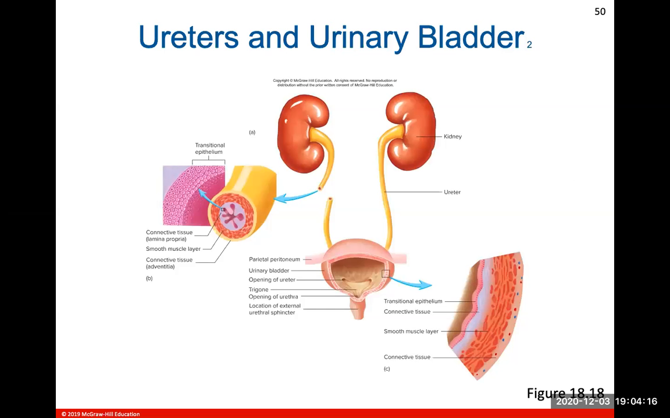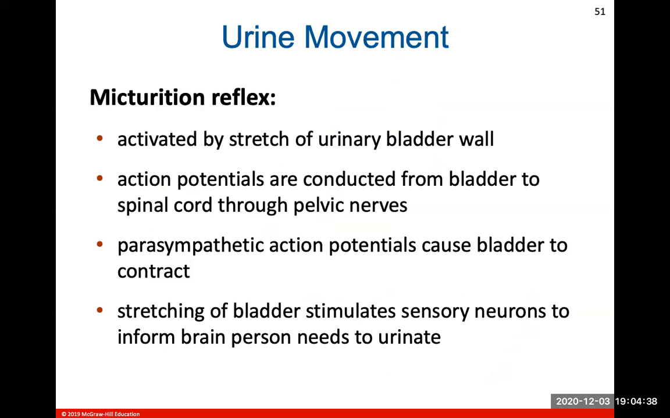And this takes you through some of the anatomy of the kidney, the ureter, and the bladder, which has a trigone, a triangular structure from the openings of the ureters to the opening of the urethra. And the location of the external urethral sphincter is what is under voluntary control, that you can control when you expel the urine. The micturition reflex is activated by a stretch of the urinary bladder wall.